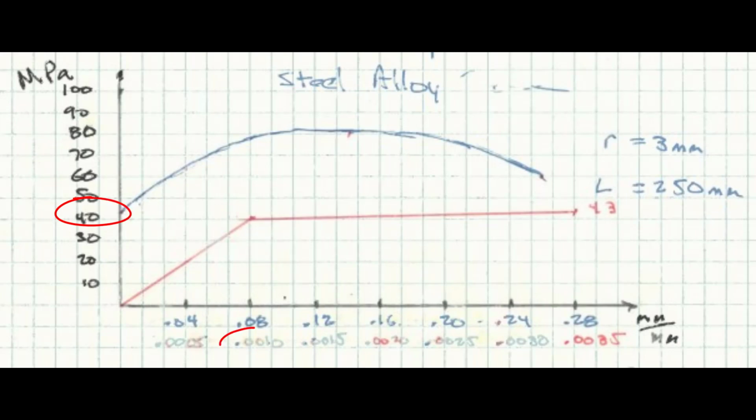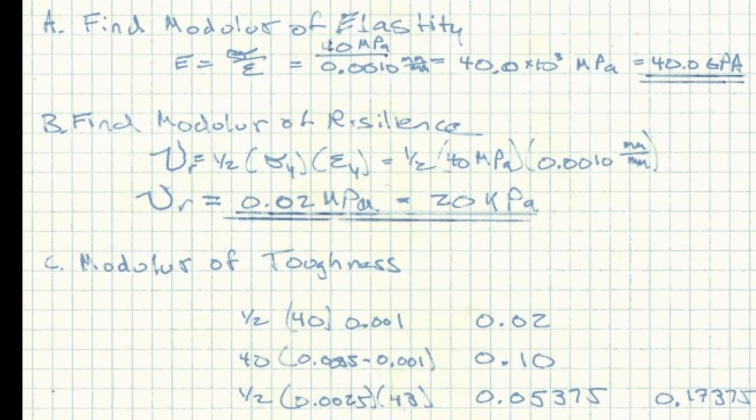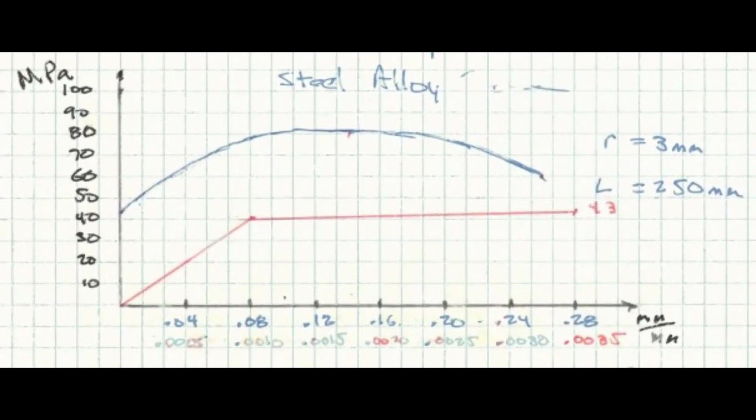And if we go down to the x-axis, we can see that it has a strain of 0.001 millimeters over millimeters. This equals 40.0 times 10 to the third megapascals, which would then give us a modulus of elasticity for this sample of 40.0 gigapascals. The next property of this steel alloy sample that we want to calculate is called the modulus of resilience.